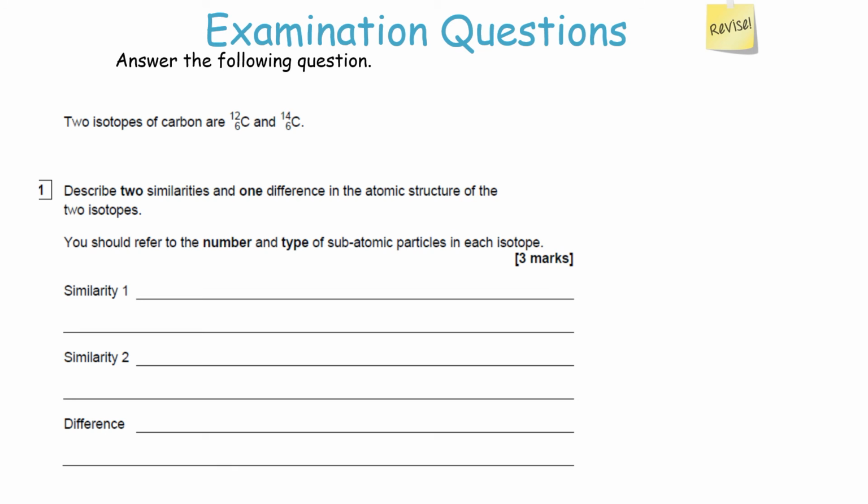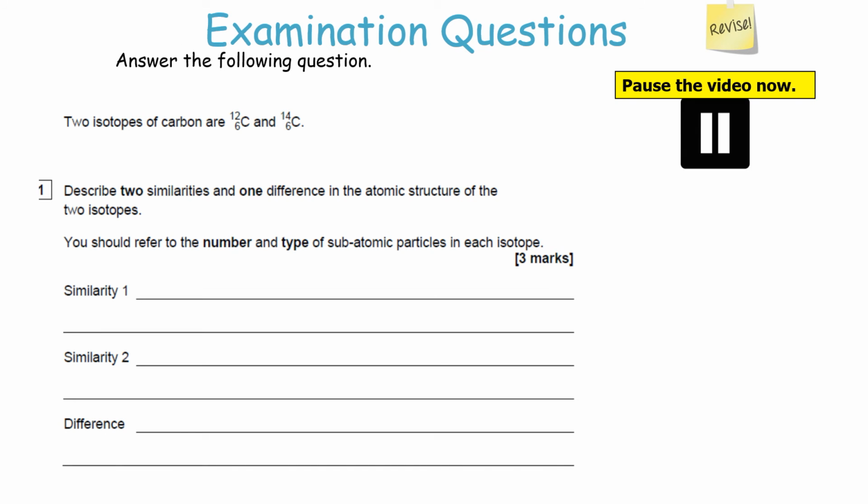There are 2 isotopes of carbon, carbon-12-6 and carbon-14-6. Describe 2 similarities and 1 difference in the atomic structure of the 2 isotopes. Refer to the number and type of subatomic particles in each isotope. So pause the video now, then unpause the video when you want to go through your answer.